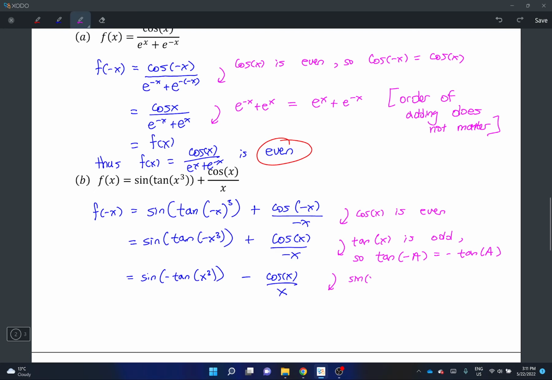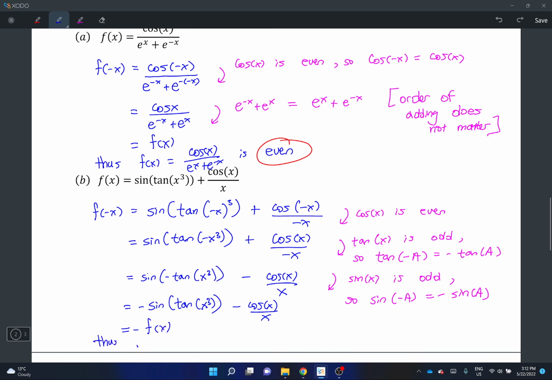sine is odd. So sine of negative a is the negative sine of positive a. So the negative sign travels through that one. Negative sine of the tan of x to the power 3 minus cosine of x over x. And notice that this is just the negative of f of x. Thus, f of x is odd.